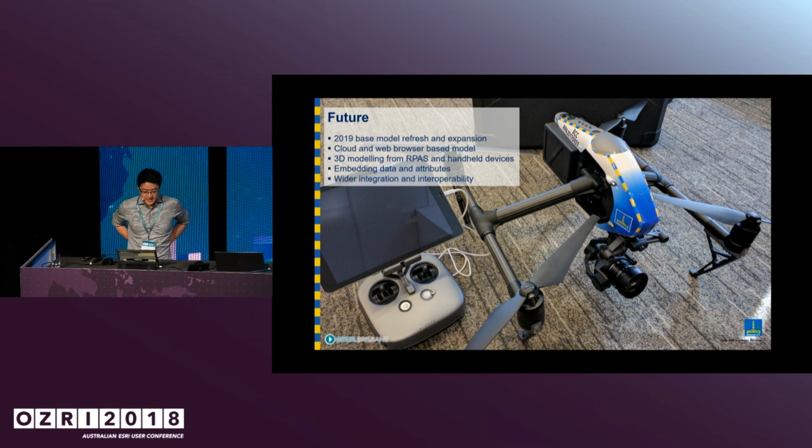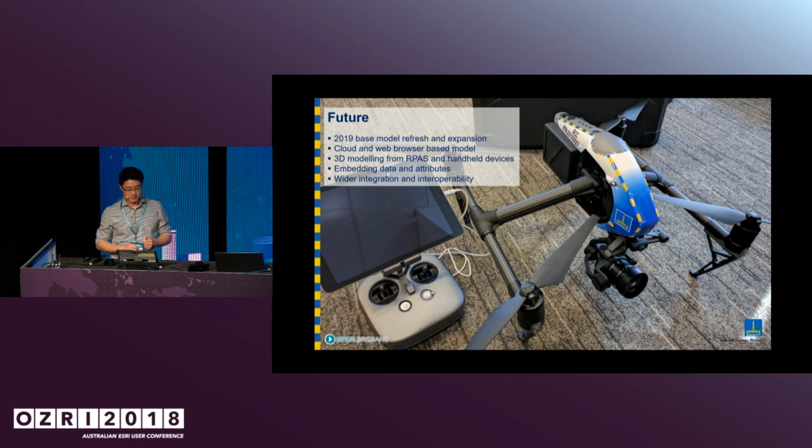So in 2019, we're looking to update and refresh, hopefully expand the base model as well. We look forward to more cloud and web browser integration and moving the model to that environment. From a high-resolution 3D model point of view, I showed you that example before along Queen Street Mall, but we hope to be able to use drones more often and handheld devices to supplement and build high-resolution 3D models in areas where we might need them.